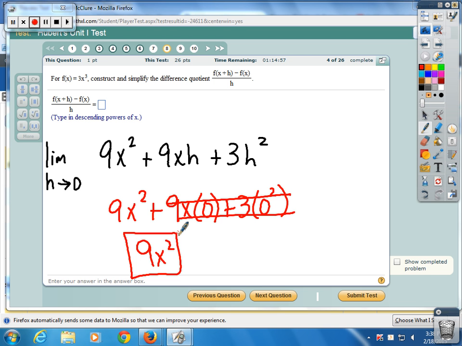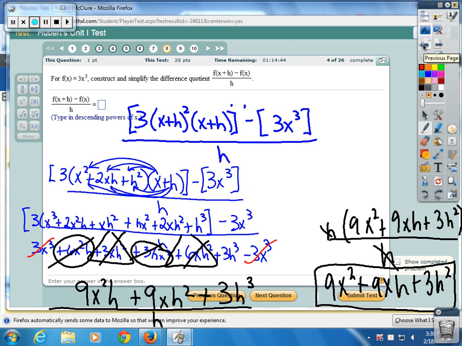And your answer is the slope of the tangent line. Now, in calculus, in the second unit, or the first unit, you're going to be given a form of a derivative.